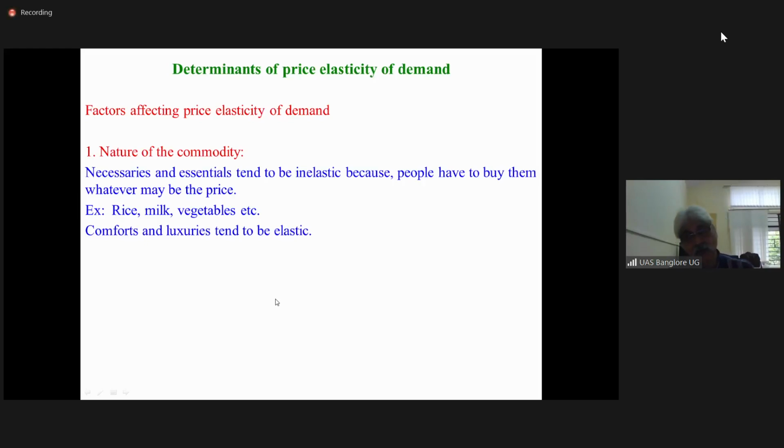If the commodity is a comfort, a luxury, then it tends to be elastic. That means if the price goes up, you will wait for the price getting lowered in the future. You can wait, okay? So comforts and luxuries tend to be elastic. For example, a car, a refrigerator, and so on.